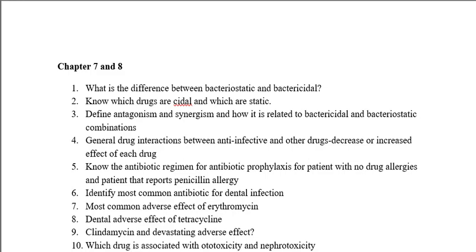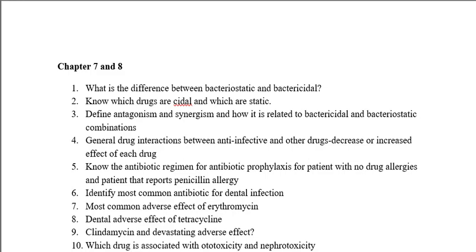So the difference between bacteriostatic and bactericidal is that bacteriostatic halts the reproduction of the dangerous bacteria. Bactericidal, like suicide means death, kills the bacteria. So one just halts the replication of the bacteria, allowing the body's natural immune system to take over and clear the bacteria away. And bactericidal kills the bacteria. I want you to know which drugs are cidal and which ones are static.